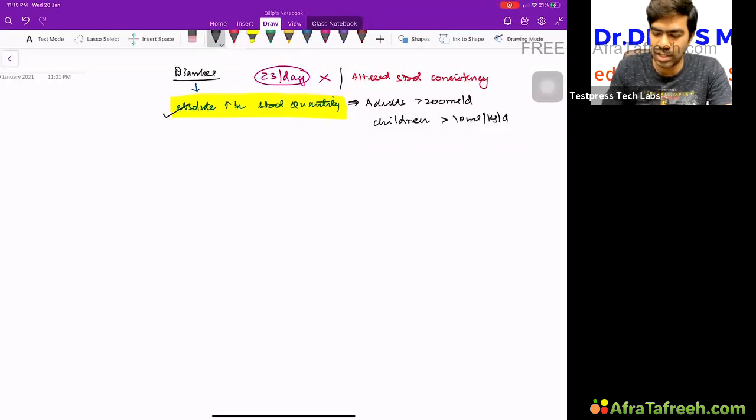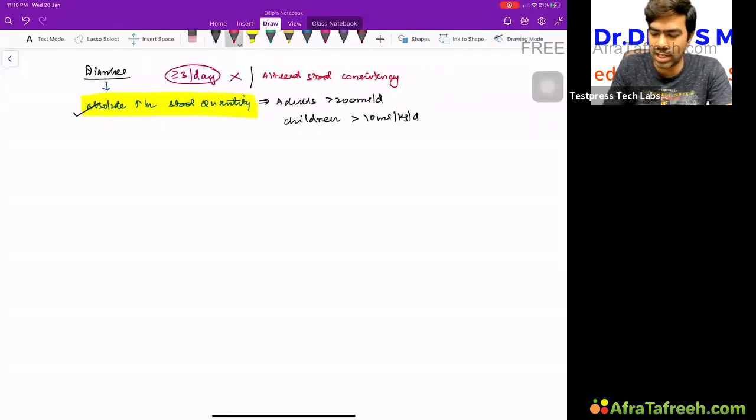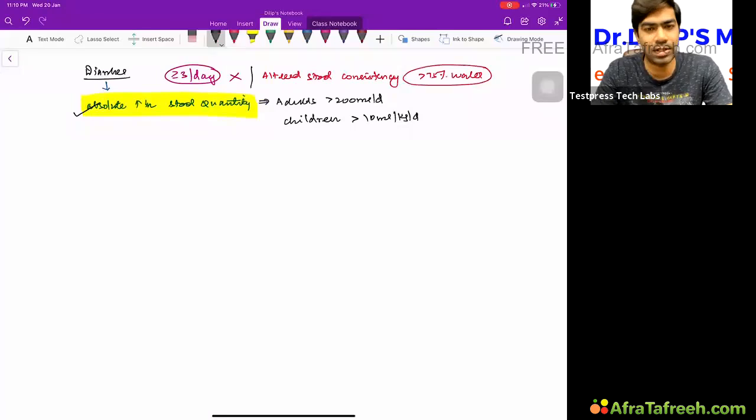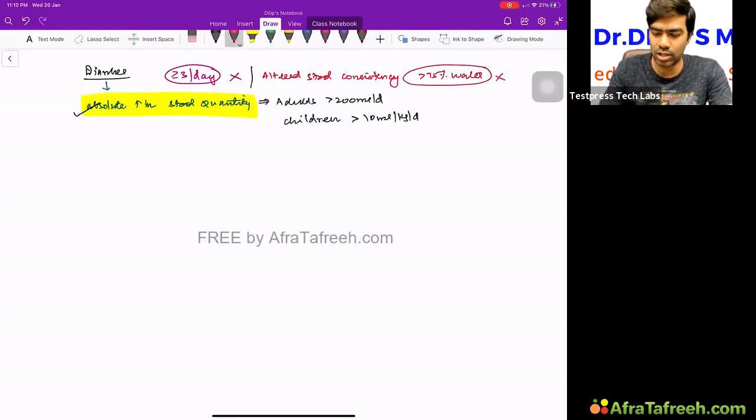In the sense, especially if the stool has more than 75% water content. Usually the amount of water should be less than 75%. If there is more than 75% water content, you can call it diarrhea. That is due to altered stool consistency. But again, this is not the exact definition of diarrhea. Whenever you talk about the exact and true definition of a true diarrhea, that is an absolute increase in the stool quantity.